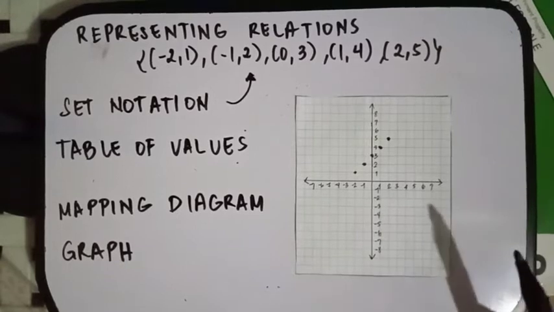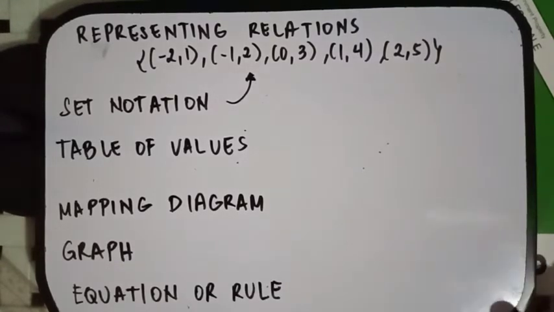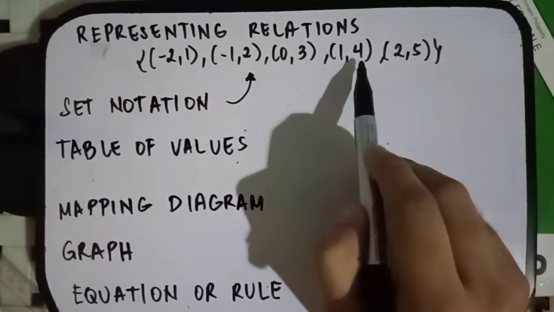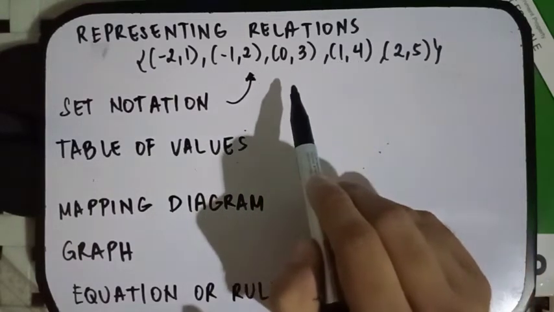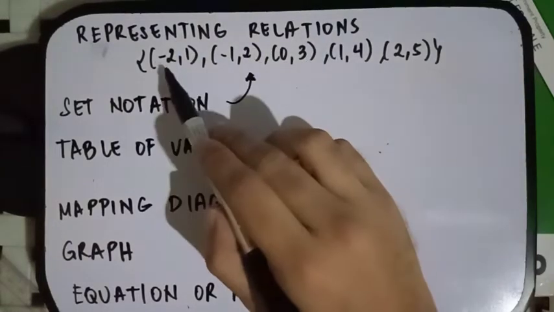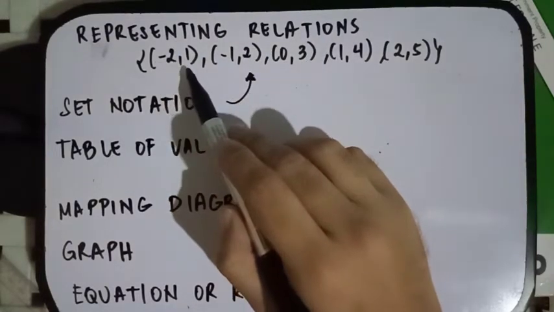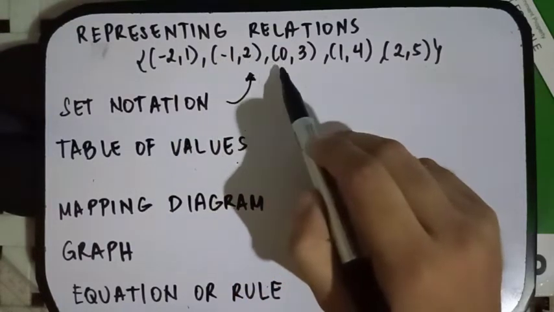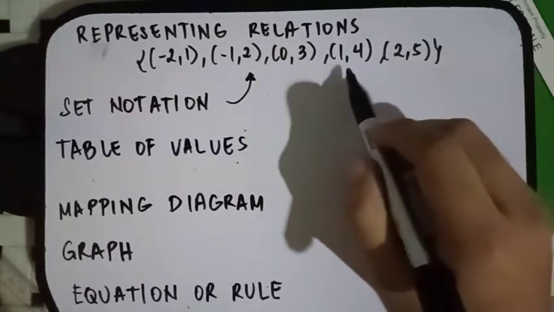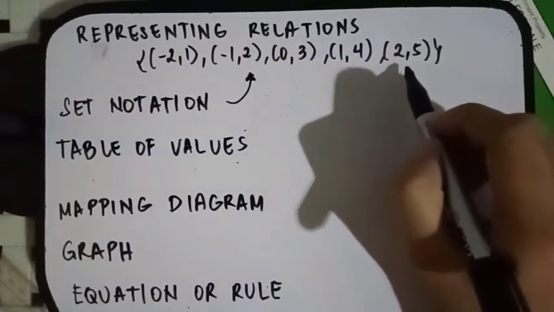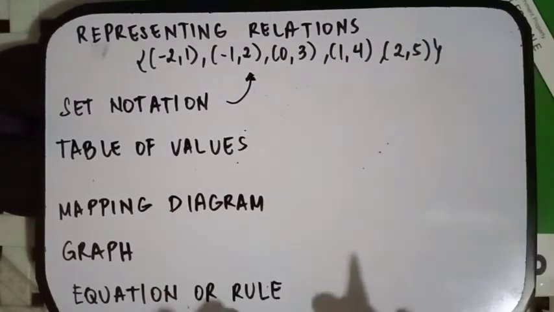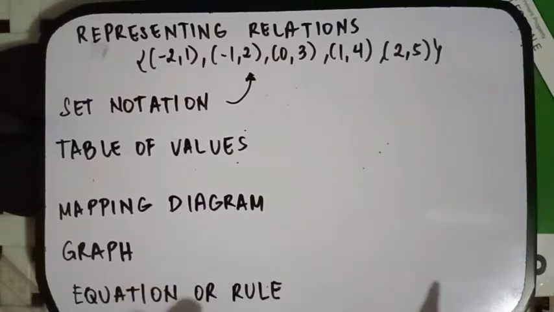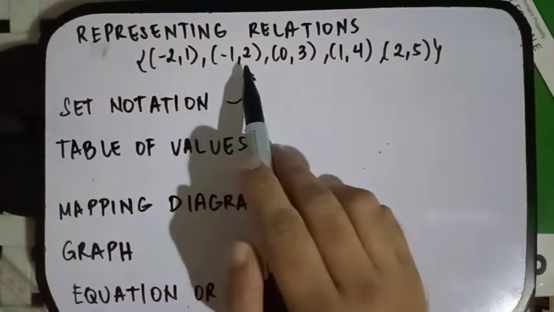Okay? And the last one is equation or rule. So, kung i-inspect natin maigi, yung values of y is 3 more than sa values of x. Diba? So, negative 2 plus 3 is positive 1. Negative 1 plus 3 is positive 2. 0 plus 3 is 3. 1 plus 3 is 4. And 2 plus 3 is 5. So, ang nangyari dyan is lahat ng x values, kapag inadd natin sa 3, lalabas yung values of y.